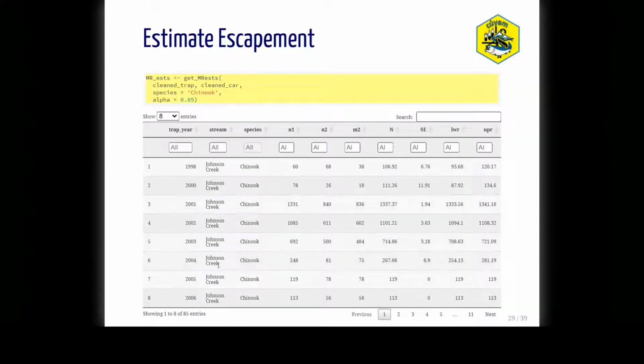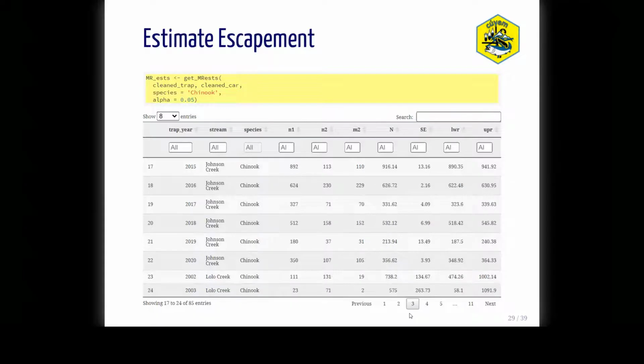It's doing it for every trap that has weir data, and it's doing it for every year. And you have the escapement estimates here under the column N. You can sort through here and see all these different years. You can see we have 2020 Johnson Creek in there, and then it starts to transition over to Lolo Creek, so the next data set. So this is a really efficient way to not only get data in a standard, consistent fashion, but also to process it and crank out an escapement estimate really efficiently.